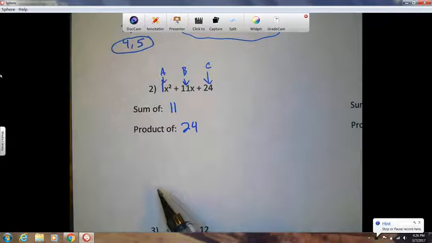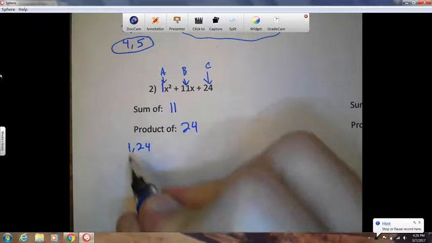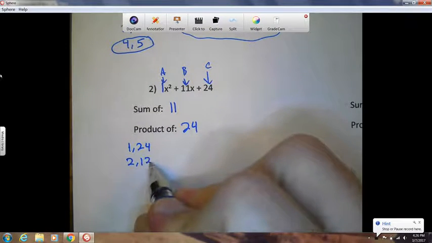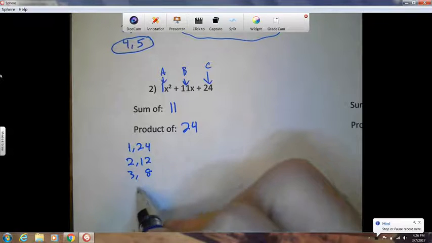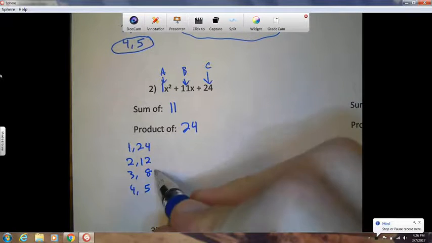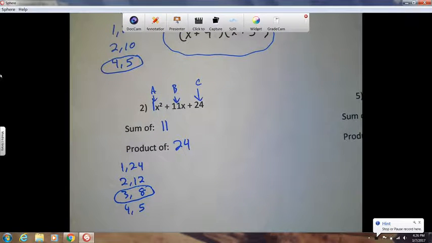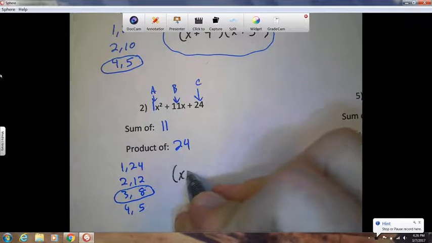So 1 times 24, 2 times 12, 3 times 8, 4 times 6. These are the factors that multiply to equal 24. Does any of them add to equal 11? Yes, 3 and 8. So my answer is x plus 3 times x plus 8.